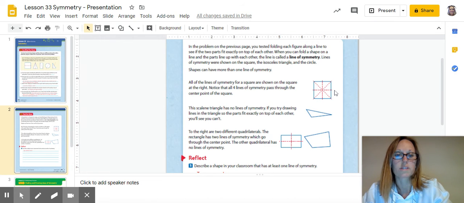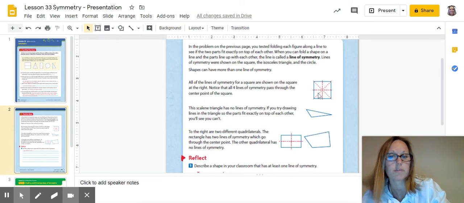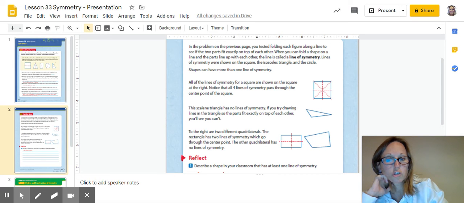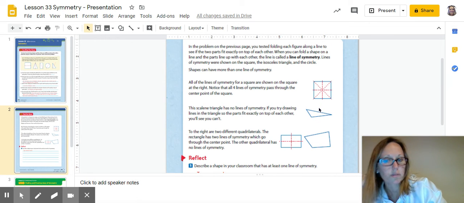So it can go horizontal, it can go vertical, and it can go diagonal across the two different sides. So there are 4 lines of symmetry that pass through the center of a square. This scalene triangle has no lines of symmetry, because if you try drawing any lines in the triangle so the parts fit exactly on top of each other, you'll see that you can't. You can't draw on any of the sides or edges, or from any of the points, and get it to fit exactly on top of each other.